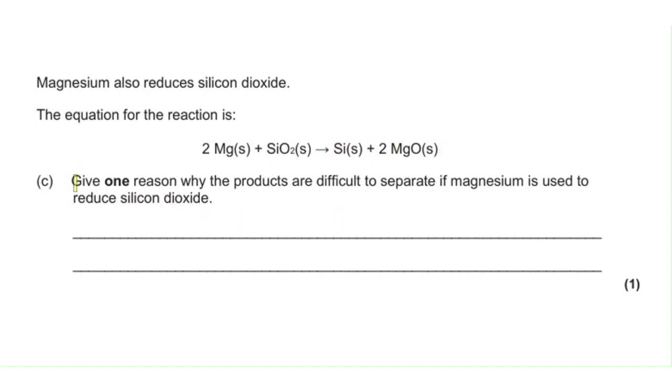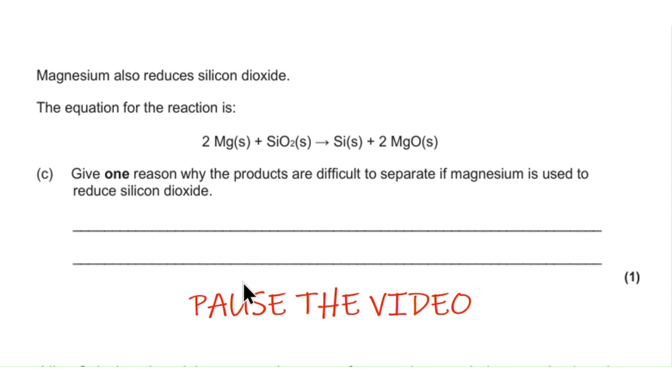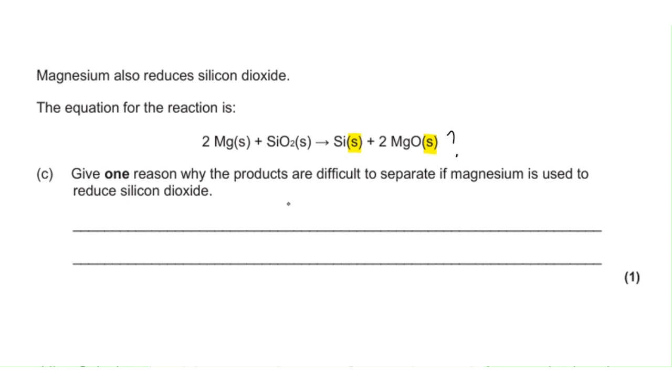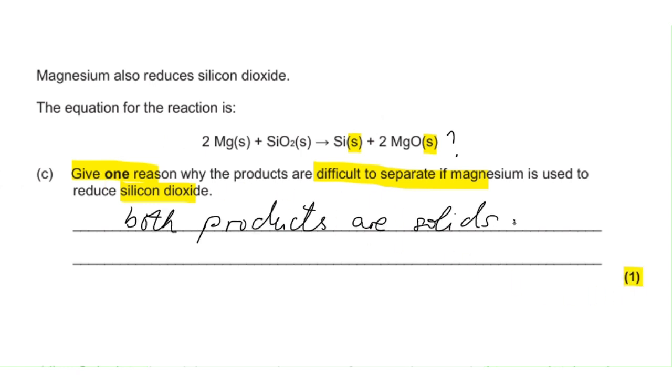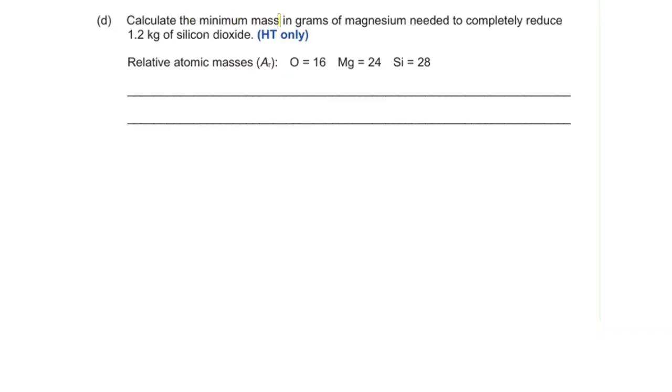Magnesium reduces silicon dioxide. The equation for the reaction is 2Mg plus SiO2 goes to Si plus 2MgO. Give one reason why the products are difficult to separate if magnesium is used to reduce silicon dioxide. Pause the video, have a go, restart, see where you get. This is a question examining your knowledge of state symbols. If you look at the equation, you can see that the two products, silicon and magnesium oxide, are both solids. So if you get a mixture of two solids, they would be extremely difficult to separate. So to claim 1 mark, both products are solids.